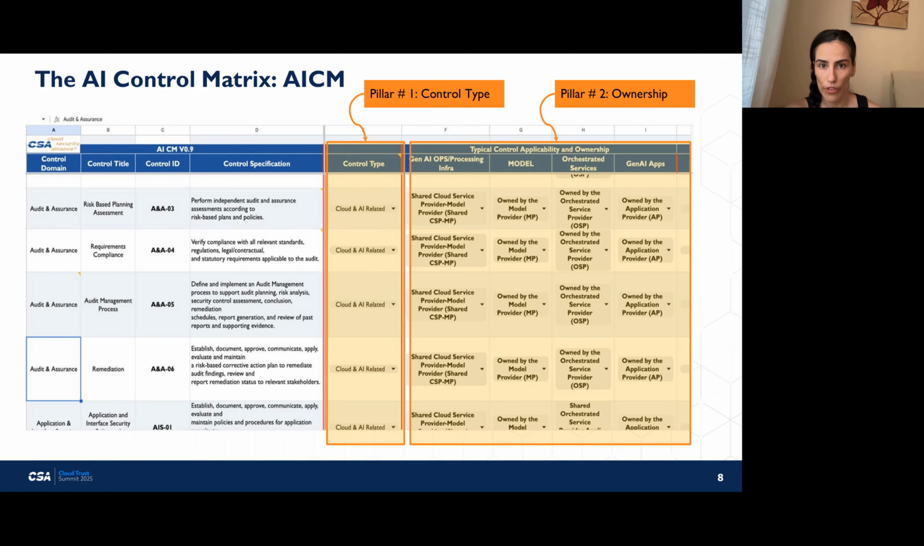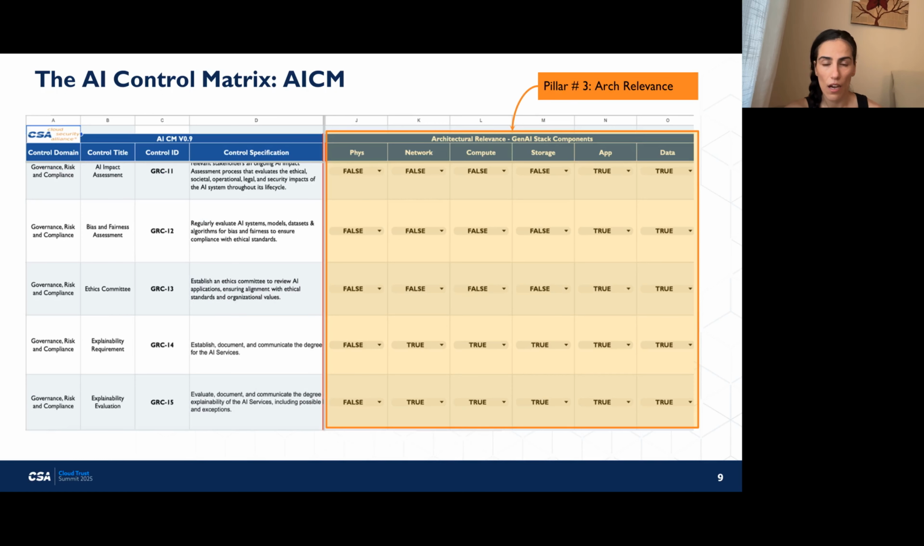Then moving on to the next slide and continuing with these architectural pillars. The third pillar is the architectural relevance of these previously mentioned controls. They are evaluated for their relevance across the Gen AI stack components. Those stack components include the physical infrastructure, the network, the compute, the storage, application, and data.